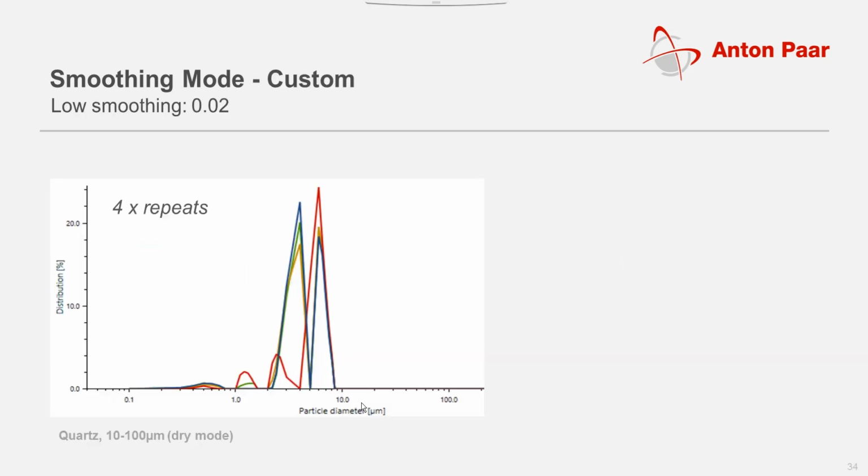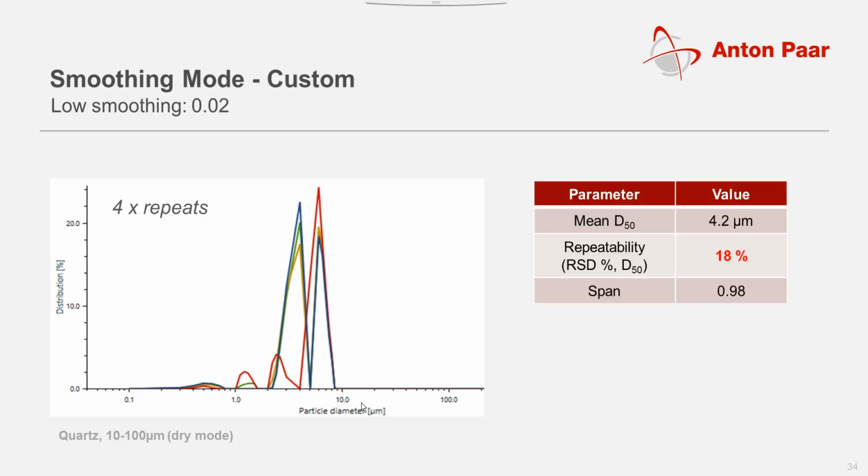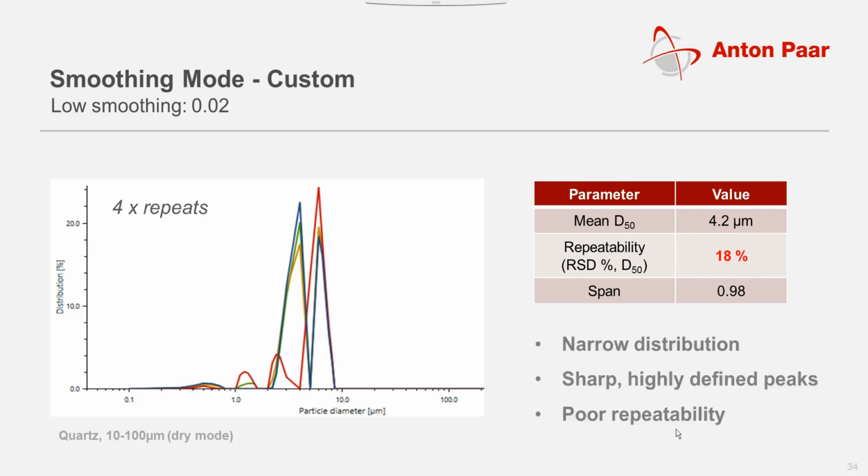We measured quartz powder in dry mode with a low smoothing of 0.02. A repetition of 4 measurements was performed for this sample, and you can see in the table that the repeatability for the D50 is very low, with a relative standard deviation of 18%. The particle size distributions are narrow, but with very sharp and highly defined peaks.